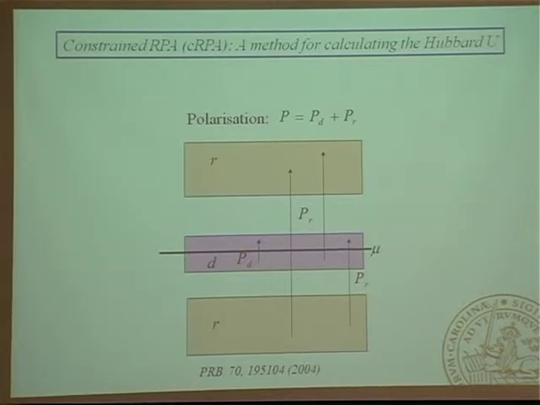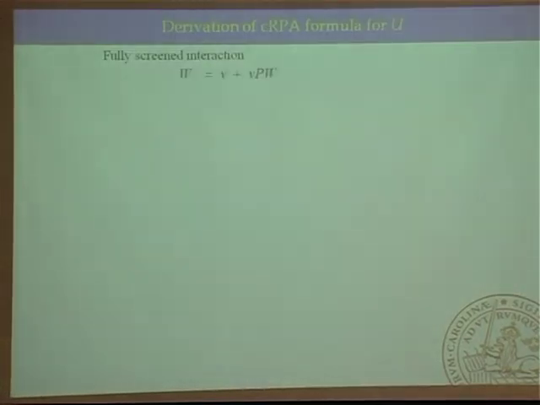So now we start to derive the effective interactions just for the electrons residing in the D subspace, is what we would like to do. So we start with a fully screened interaction. We have derived this in the previous lecture. The screened interaction is equal to the bare one plus VPW. So these are the screening potential.